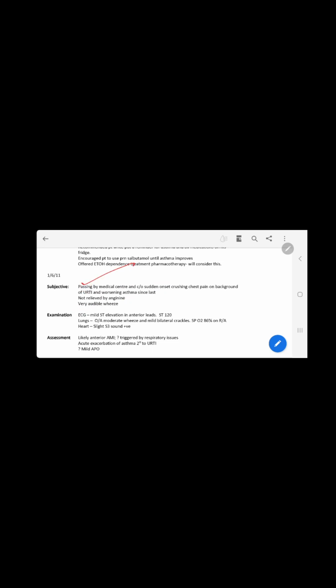However, today he came here with sudden onset of crushing chest pain, worsening asthma. ECG showed mild elevation and moderate wheeze and bilateral crackles. Oxygen saturation was there. Heart sound was positive. It was likely due to AMI and triggered by respiratory issues. And we have mild exacerbation of asthma. We already discussed this thing. So generally, we have quickly reviewed the case notes.